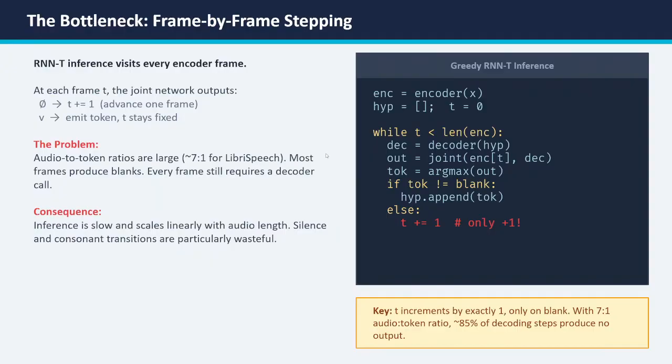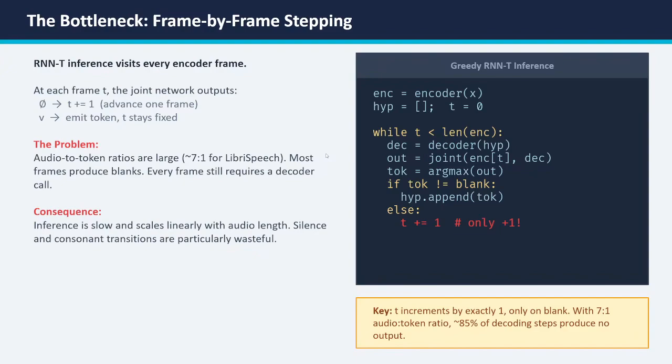While RNNT is powerful, it has a glaring performance bottleneck. During inference, RNNT must process the encoder's output frame by frame. Every single frame requires a call to the decoder and the joint network. However, in real-world speech, the ratio of audio frames to text tokens is roughly 7 to 1. This means that up to 85% of the time steps are just outputting blanks. The model is doing little useful work and purely wasting computational resources.